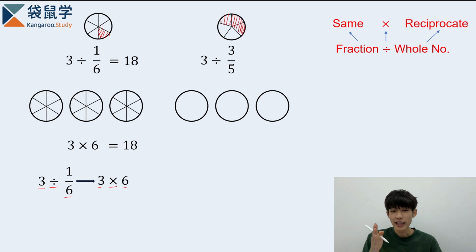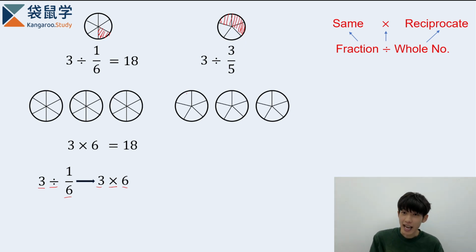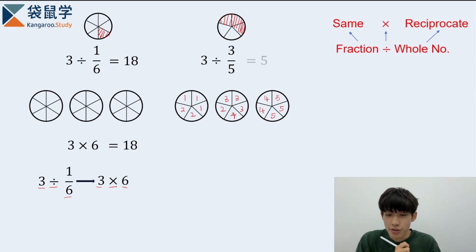And now, how many days can I eat from these 3 whole pies? What we do is we cut each of them into 5 pieces. And let's count. For the first day, I can eat 3 units. So 1, 2, 3. And for the second day, I can eat another 3 units. And for the third day, another 3. And the 4th day, and the 5th day. And all the pieces are eaten. So how many days can I eat from these 3 whole pies? The answer is 5.